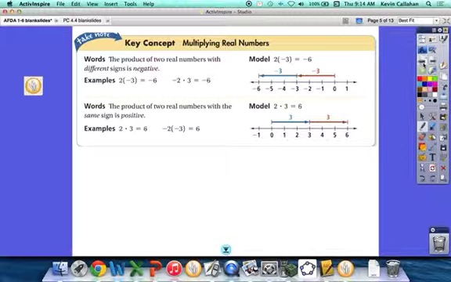Remember, we already learned product means the result of multiplication, right? What these two things are saying here is if you're multiplying a positive times a positive or a negative times a negative, you get a positive, right? If they have the same sign, when you multiply them, you get positive. It's when you've got one positive and one negative that the answer is negative.